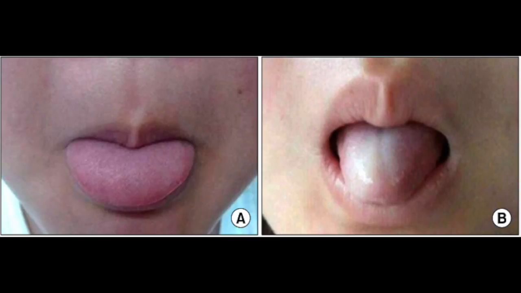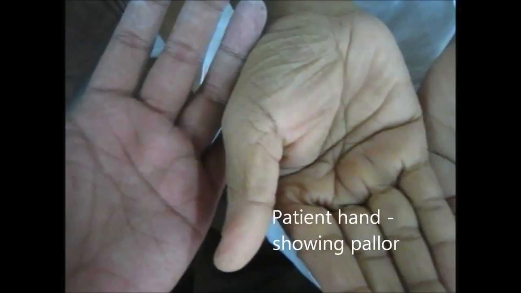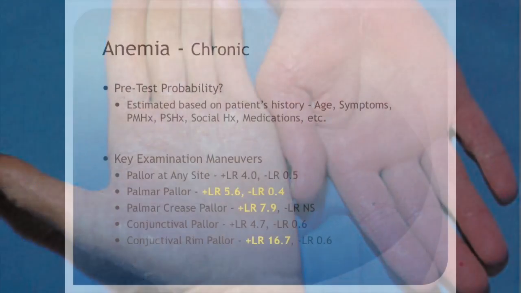For example, here we can see pallor on the tongue. Here we see it on a patient's palm. Note that using your own palm as a comparison can be really useful in this part of the exam. And finally, we can see pallor in the palmar creases, which, as we'll see, is particularly predictive of chronic anemia.